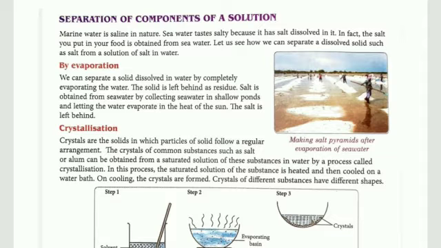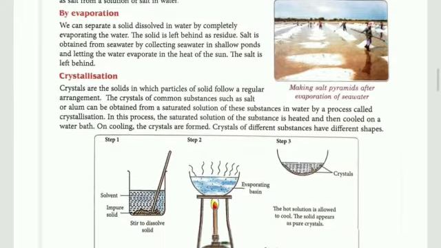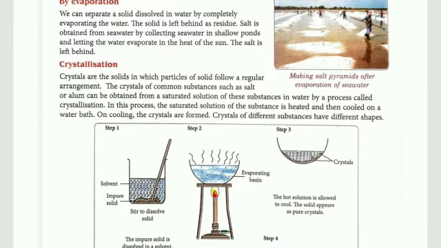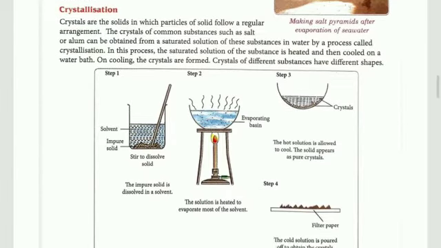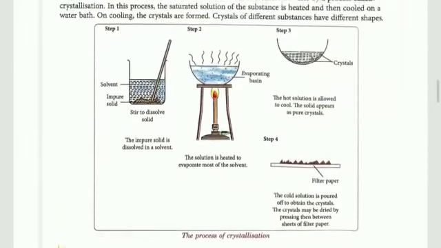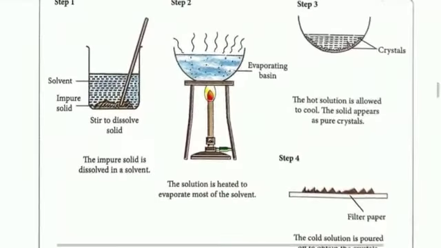These crystals of different substances have different shapes. The most beautiful crystal is of copper sulfate. It looks blue-green in color and is pointed, needle-like. It looks like a needle, and the shape is very beautiful. We have made that in the lab. This is the picture.